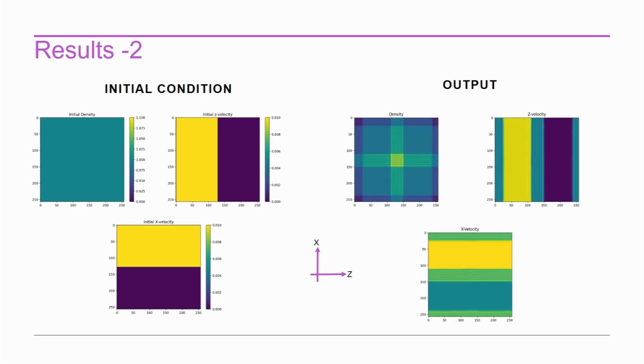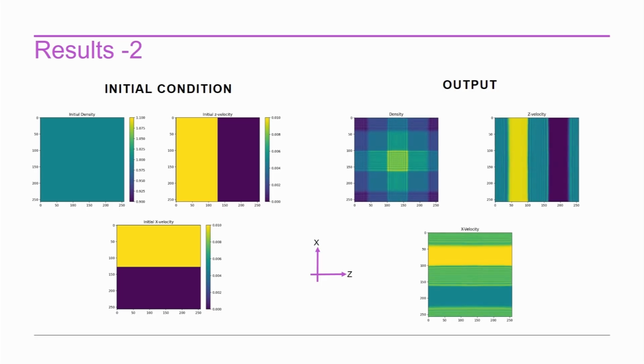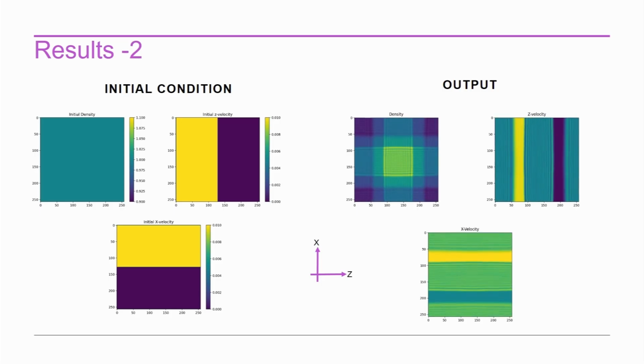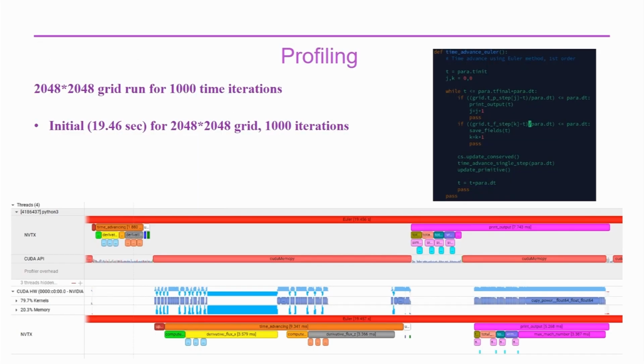Now we have changed the initial condition for the z velocity, and we have also given a step function in the z direction, and we can also see that the z velocity is also propagating in the z direction as well. Before doing the optimizations, we will be checking the profile of our code.